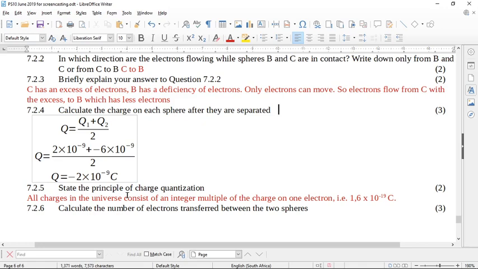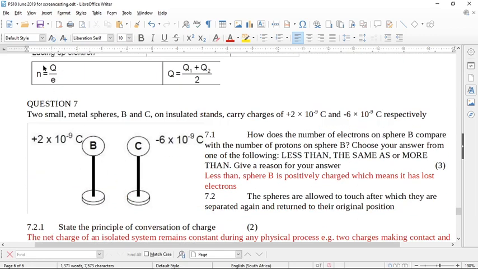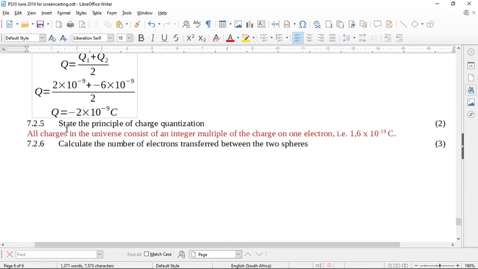State the principle of charge quantization. This is also a definition you have to remember. All the charges in the universe consist of an integer multiple of the charge on one electron. Calculate the number of electrons transferred between the two spheres. Now remember, if we want to go from a charge to a number of electrons, we use this formula, N equals Q over E. Okay, so I'm just going to write this here, N equals Q divided by E. Q over E, Q divided by E, it's the same thing.